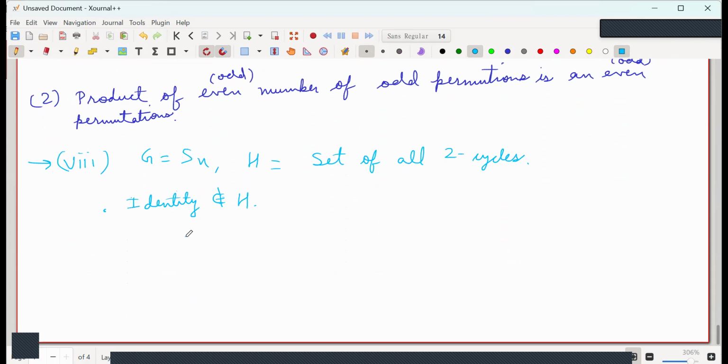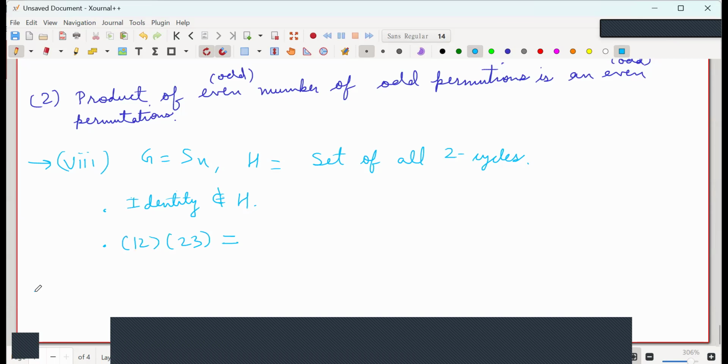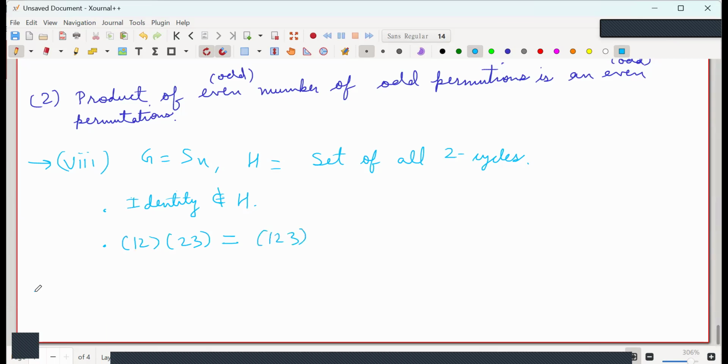But there is a simpler way to see this through an example. So what about this? This is a two cycle. This is a two cycle, right? What will be the resultant? 1, 2, 3. That is even. Very good. So this is not a two cycle. No, sir, it's a three cycle, right? So it's not even closed.